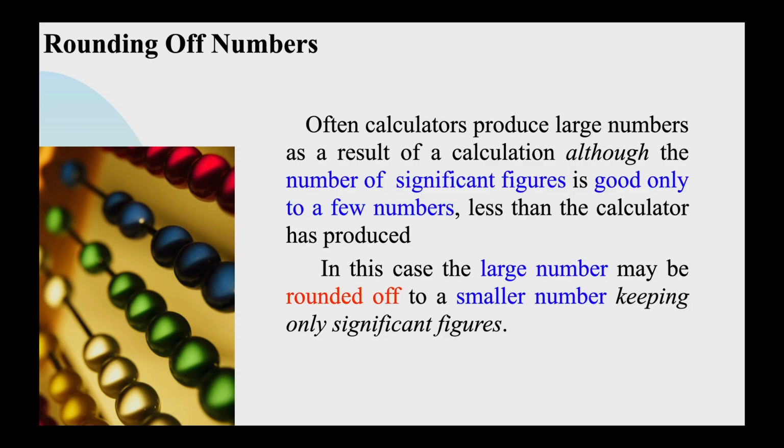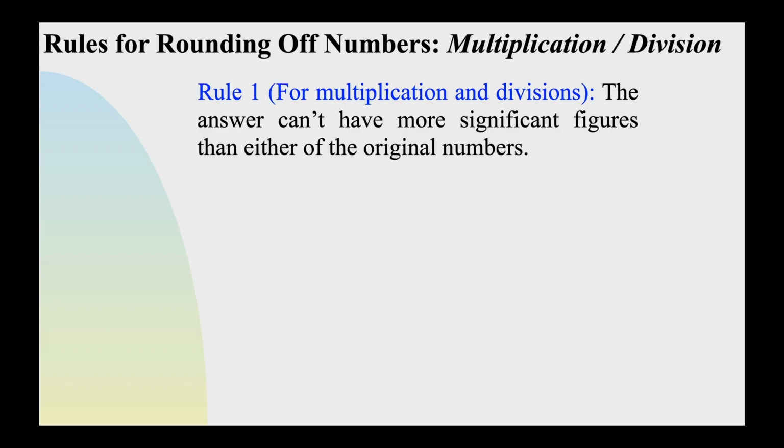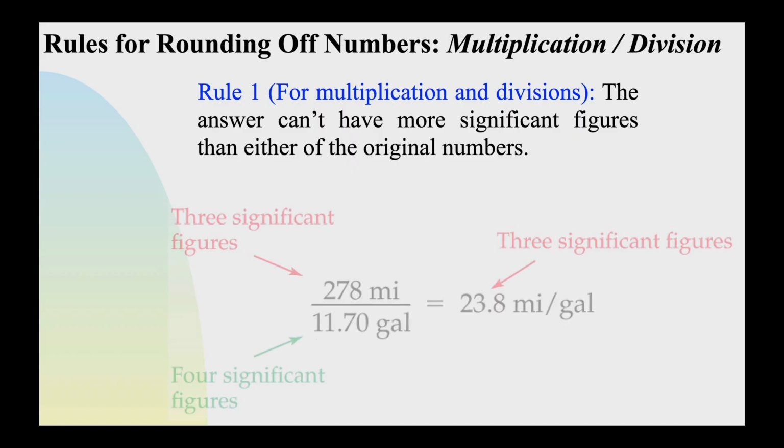And by the way, there are different rules for multiplying and dividing versus adding and subtracting. For multiplying and dividing, the sig figs you put in have to be expressed in the number that comes out, but you want to use the smaller number of significant figures.